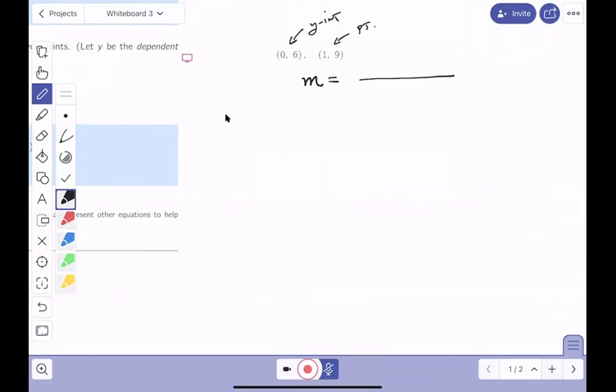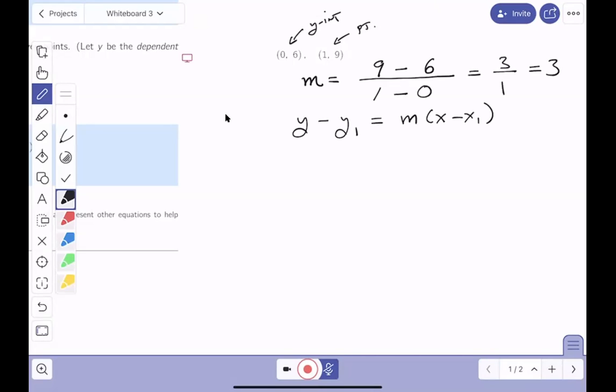And again, you should be familiar with this. I'm going to do the slope formula. So it's going to be 9 minus 6, that's a delta y, over the delta x, which is 1 minus 0. What does this give us? 9 minus 6 is 3. 1 minus 0 is 1. So the slope is 3. So let's write this down. Y minus y1 equals m times x minus x1. All right, I like that form.